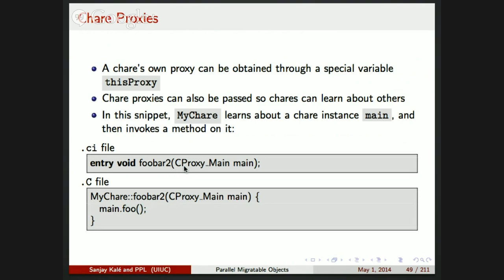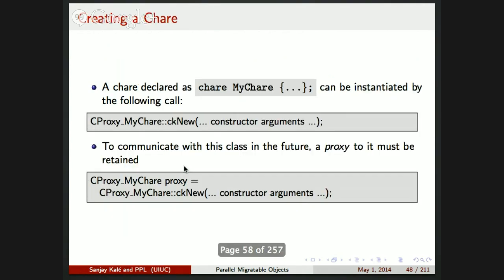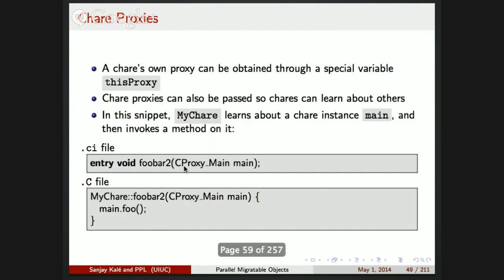So if we go back, yeah, CkNew is just a static method defined on the proxy class, so you don't need an actual instance. Just like in C++, when you have static class-level methods, you just call them on the class, but then when you have things you actually want to invoke on specific objects, you call them on the specific objects. Same here. So there's nothing stopping you from creating multiple chares that are of type main. So this just says, I want to send this foo message to this particular proxy, which refers to some specific chare in the system.